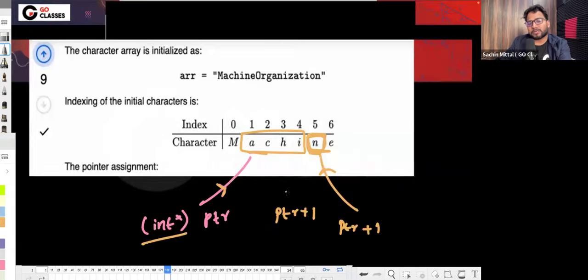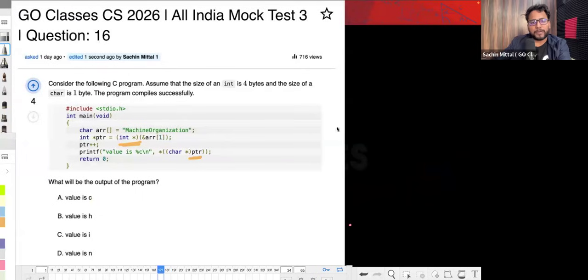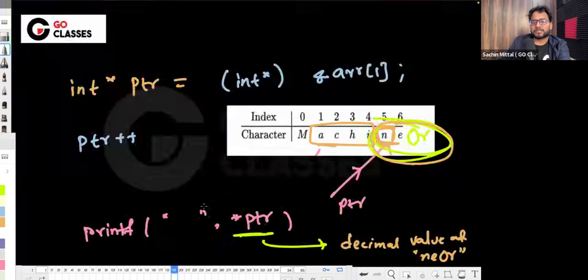But if you are printing using the typecasting, which means before printing you are already doing the character typecast and then putting the star, in that case it will just take 1 byte. It will again be a character pointer, so it will again take 1 byte. So 1 byte means that n will be printed. So D is the correct answer here.